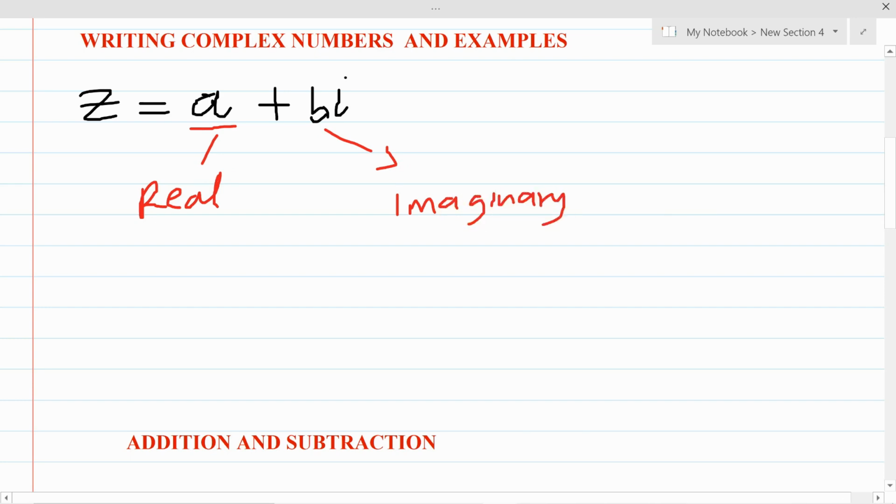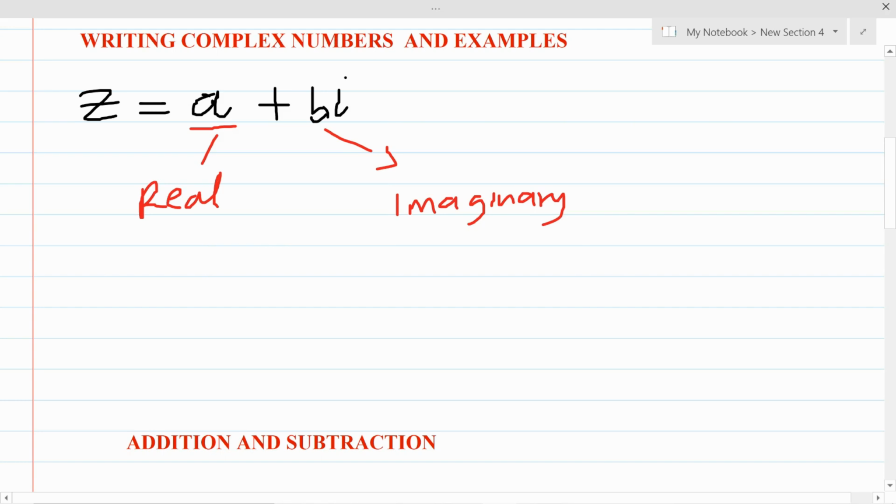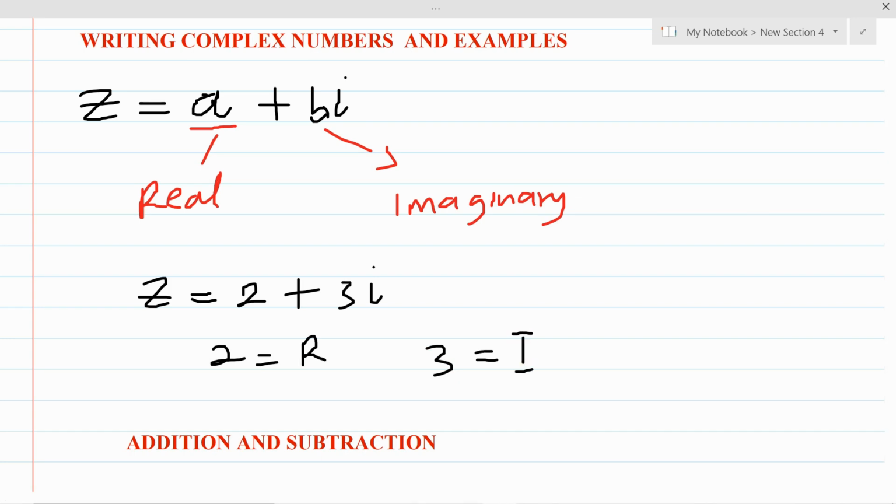With this, I hope you can write any complex number. Like we said, complex numbers are represented as z. So if I write z being equal to, let's say, 2 plus 3i, then it means 2 here is the real part, and 3 is the imaginary part. I hope you get it right. So these are what we call complex numbers. Any complex number can be represented as this.